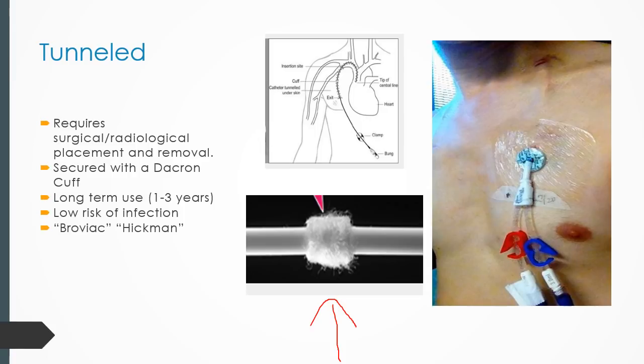What's really great about this one is that because you're tunneling it, the tube tends to be more rigid and thicker, so it doesn't tend to occlude or compress. There's a low risk of infection. And terms you might hear in report would be a Broviac or a Hickman. Those are brand names, and sometimes they are referred to that in the patient's chart. So if you look at this patient's chest here, it's inserted right at the part where there's that little cuff there, and then it's all tunneled up to the patient's neck there.